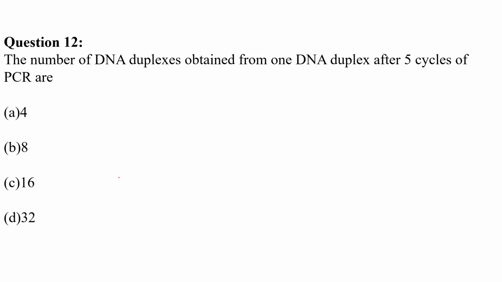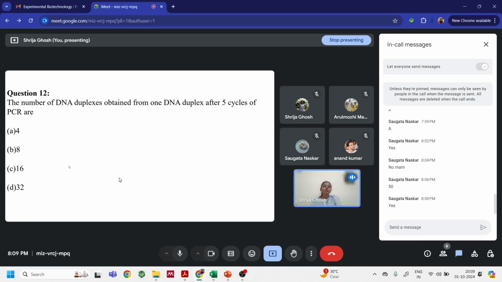Moving on to the next question now, question number 12. Number of DNA duplexes obtained from one DNA duplex after 5 cycles of PCR are. How many DNA duplexes will be obtained from one DNA duplex after 5 cycles of PCR? Option A 4, option B 8, option C 16 and option D 32.